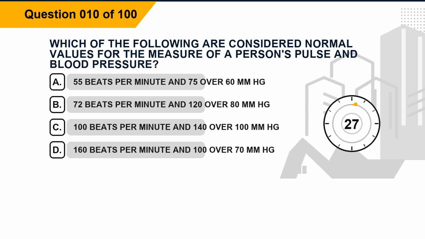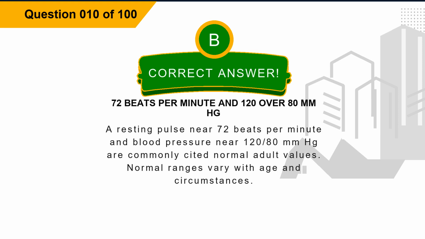Question 10. Which of the following are considered normal values for the measure of a person's pulse and blood pressure? Option A, 55 beats per minute and 75/60 mm Hg. Option B, 72 beats per minute and 120/80 mm Hg. Option C, 100 beats per minute and 140/100 mm Hg. Option D, 160 beats per minute and 100/70 mm Hg. The correct answer is option B, 72 beats per minute and 120/80 mm Hg. Explanation. A resting pulse near 72 beats per minute and blood pressure near 120/80 mm Hg are commonly cited normal adult values. Normal ranges vary with age and circumstances.